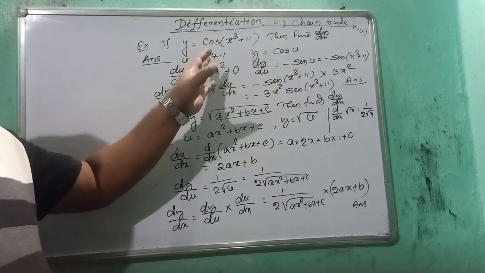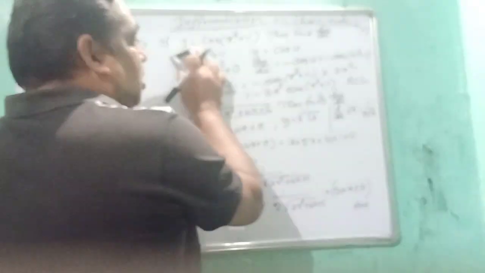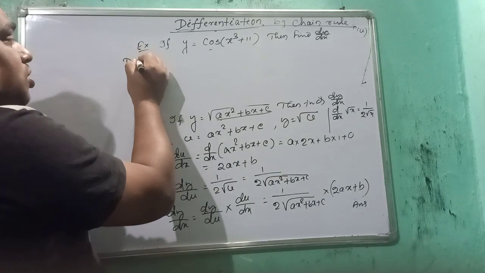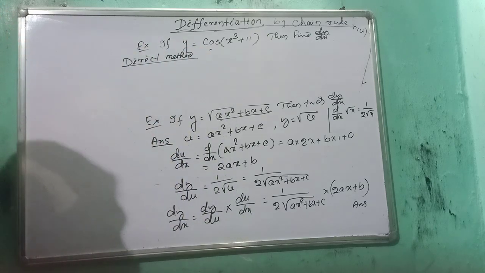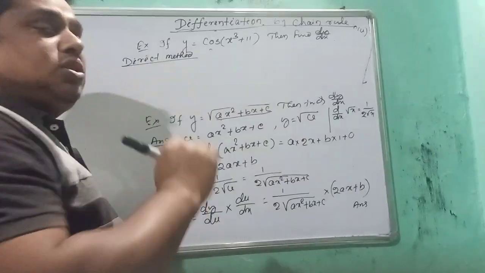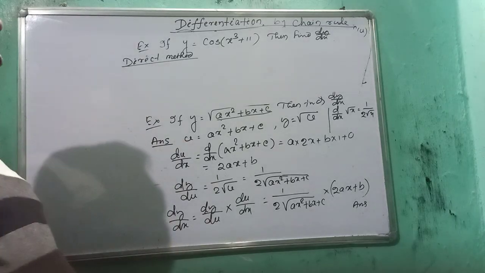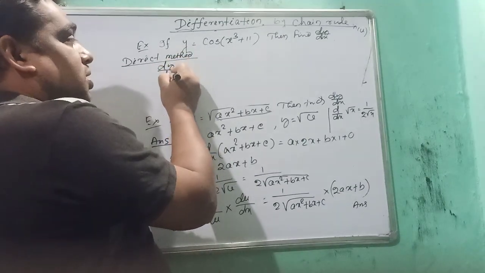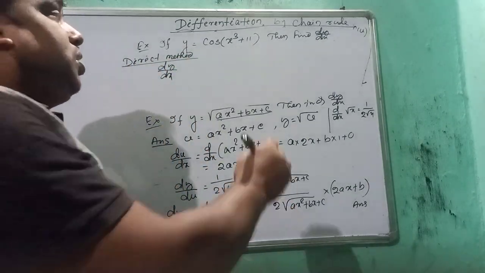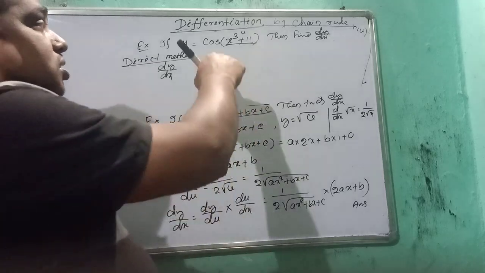Here using u we can solve this way. But if this problem is solved by the direct method, what is the direct method? We have to choose a function as u. That is cos of (x cubed plus 11) is given. See this question, y is equal to cos of (x cubed plus 11). If you solve it by the direct method, what is dy by dx? We also have to choose a function u. Which one is u? x cubed plus 11 is taken as u, so this one is your cos u.